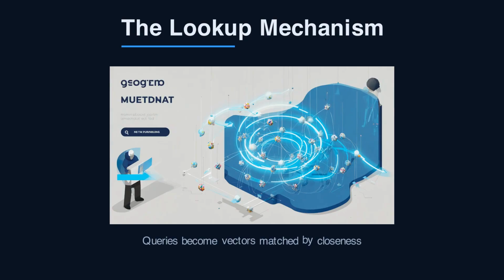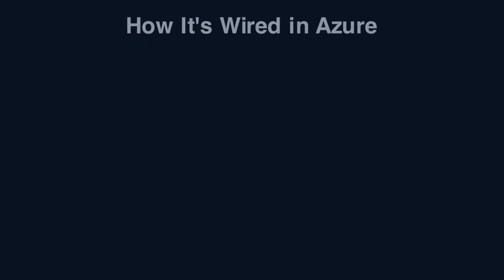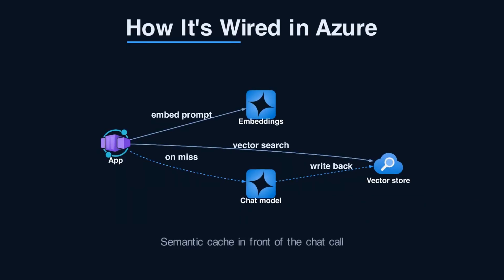If it clears the bar, that's a cache hit. Return the stored completion and you're done. If nothing clears the bar, it's a miss. Call the chat model. Then write the new prompt embedding and its answer back into the store so the next similar question hits. The embedding call is cheap and fast compared to a full chat completion, which is what makes this worthwhile.